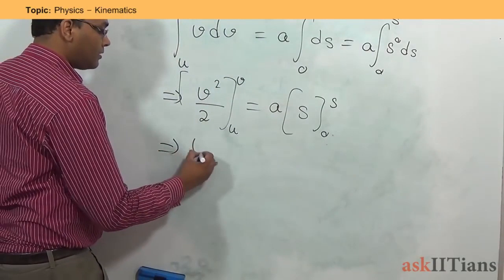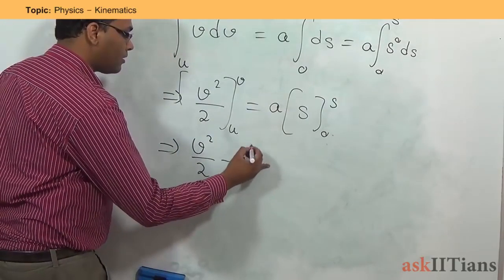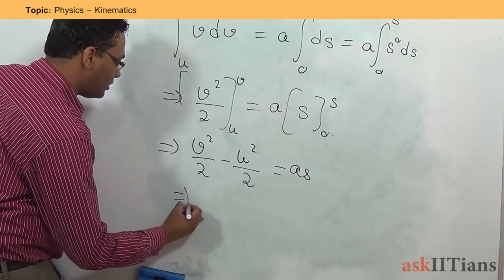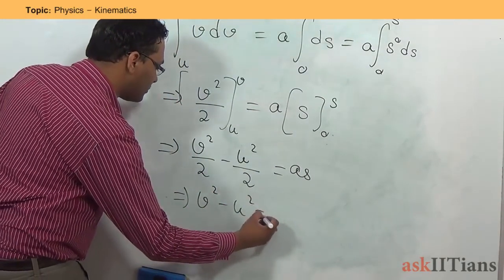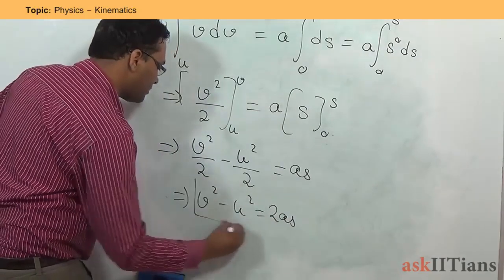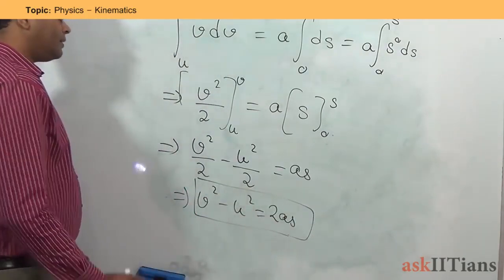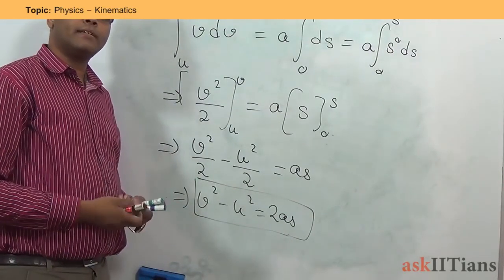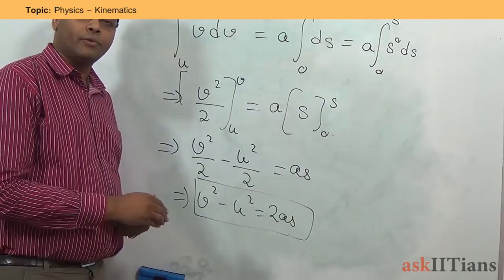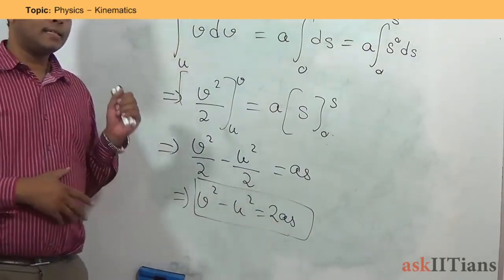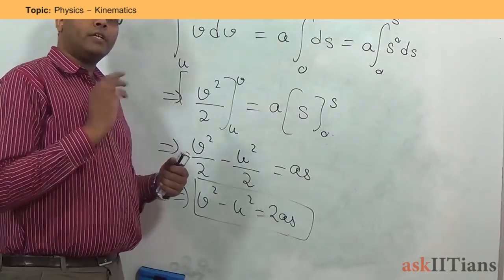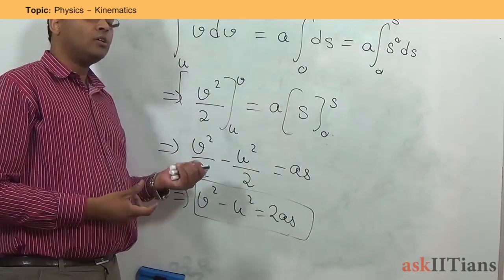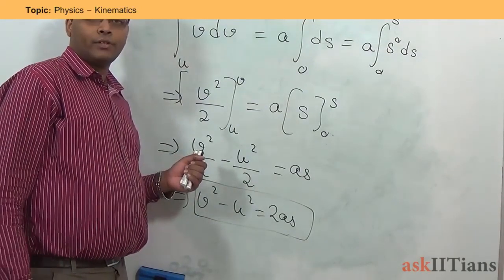So this gives me v square over 2 minus u square over 2 equals as, or v square minus u square equals 2as. Right? So these derivations are from a completely different perspective as compared to what we had done before. So these are the three equations that you have: v equals u plus at, s equals ut plus half at square, v square equals u square plus 2as. Right?